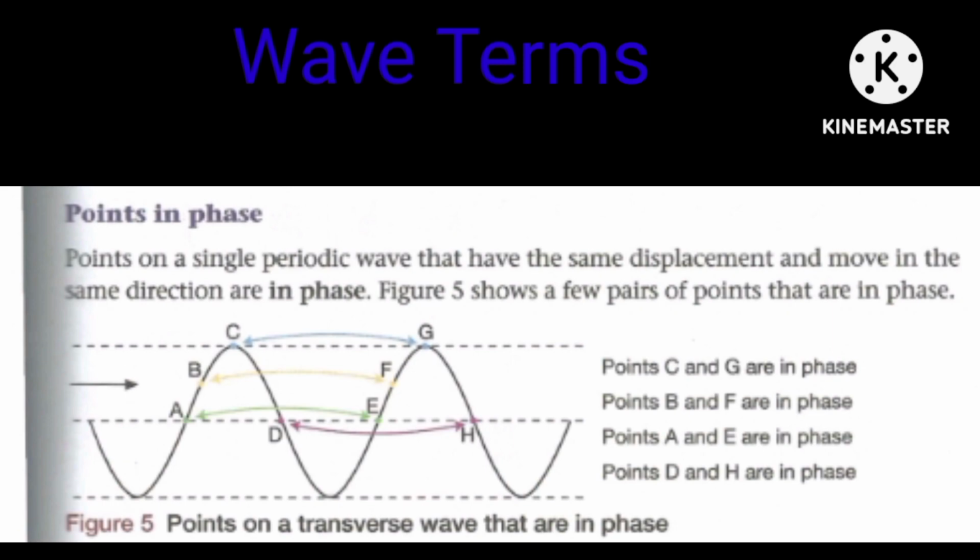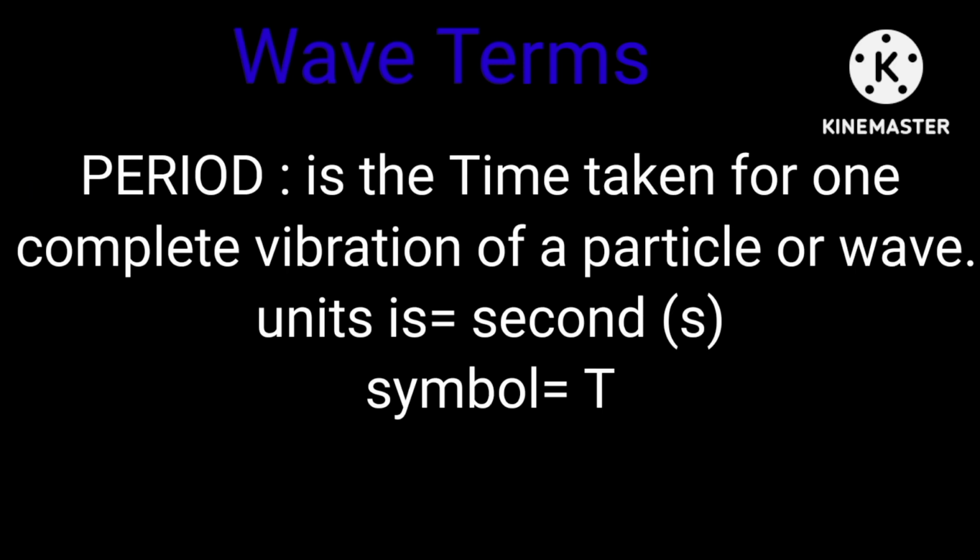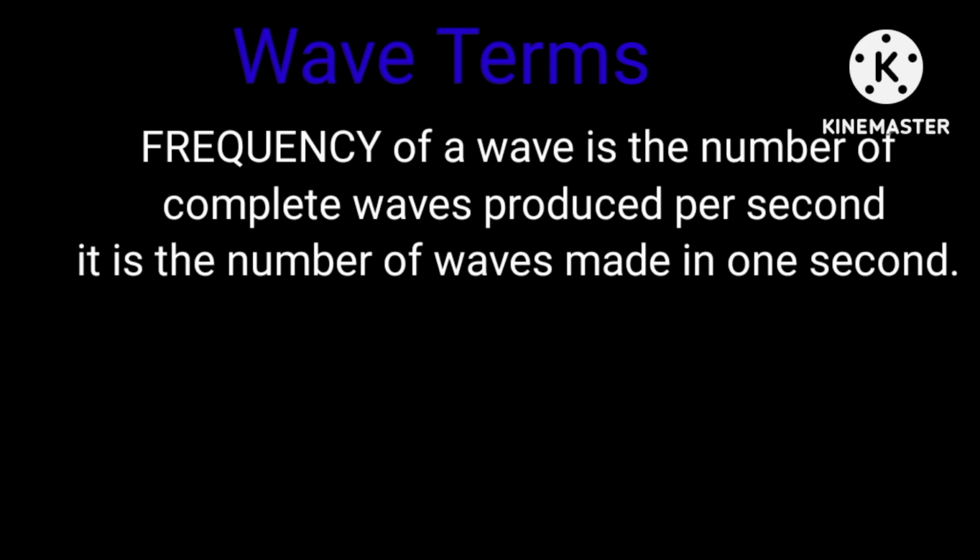Follow please. Points in phase, as I have explained, you can just read this statement here: points on a single periodic wave that have the same displacement and move in the same direction are in phase. So guys, this is simple and straightforward, and just by looking at this you can again understand more about phases. This is under wave motion. It is easy guys. Next one, period, is the time taken for one complete vibration of a particle or wave to complete. This is also in oscillation.